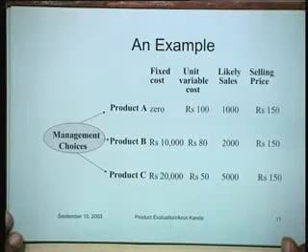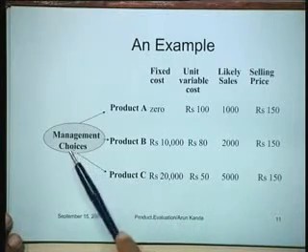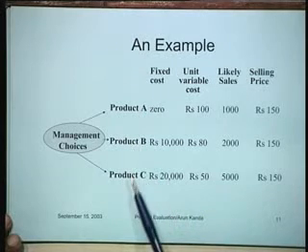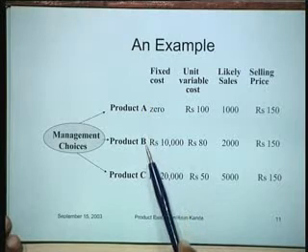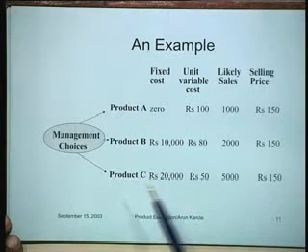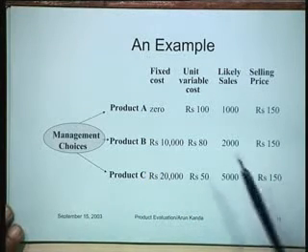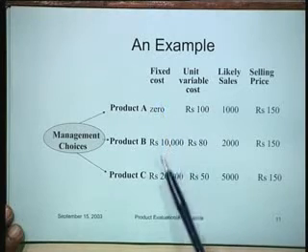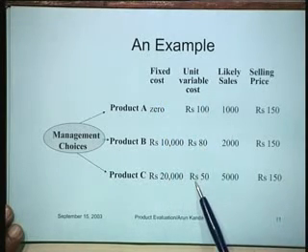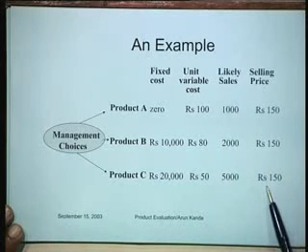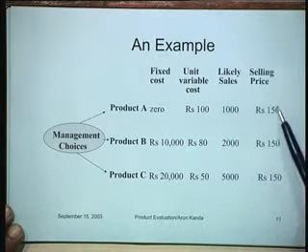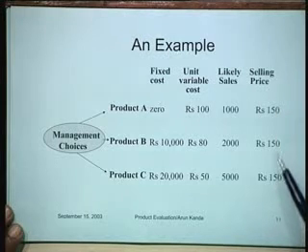Let us now take an example. And this is an example of a situation where a management can choose between 3 products. So the management choices are to choose either product A or product B or product C. And for the sake of simplicity, we are assuming here the fixed cost for these various products, the unit variable cost, the likely sales, and the selling price for these products. What is being assumed here is that the likely selling price for each of these products is the same.